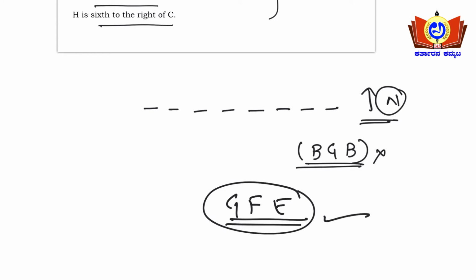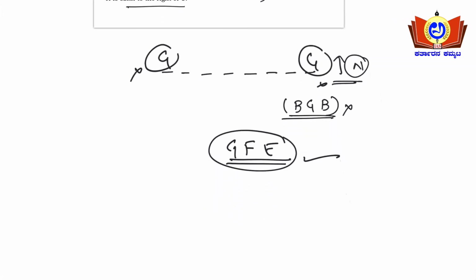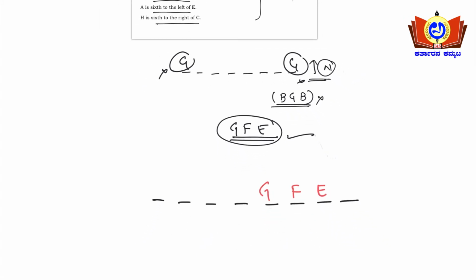So what is the next statement then? G is not at the extreme end, so G cannot be here and he cannot be here. So G must be in between. I'll try to fix the position now: 1, 2, 3, 4, 5, 6, 7, 8. So G cannot be at the extreme end, so somewhere in the middle I'll take G, F and E in simultaneous positions here.